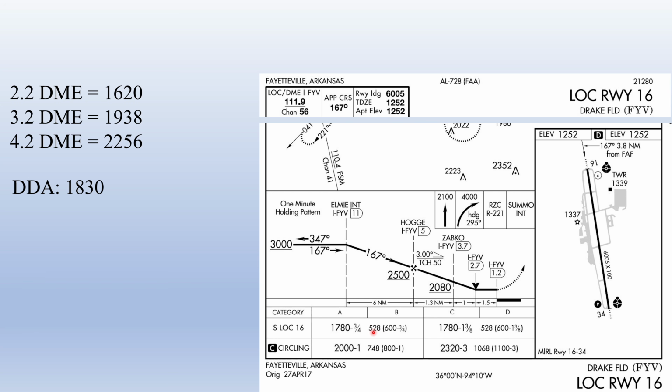So the point at which we reach that DDA on our visual descent angle is going to be about a little over 1.5 miles away from the runway. So if we're 1.5 miles away from the runway when we reach our DDA, we are most likely not going to see the field if the visibility is actually 3/4 of a mile.